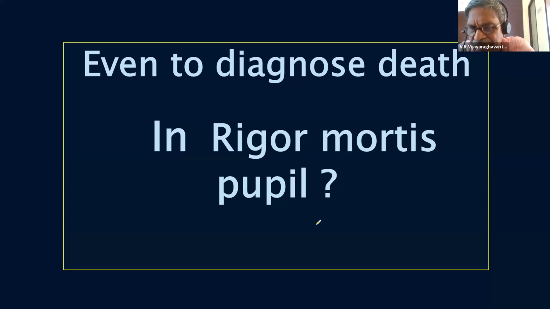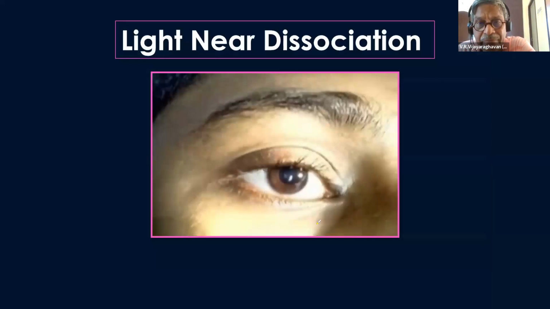Rigor mortis can affect all the muscles, both voluntary and involuntary muscles. Now in the iris, the constrictor pupillae is very powerful compared to the dilator. That is why the constrictor is very strong, it can constrict easily. That's why in rigor mortis, the pupil is constricted. Never forget. It's a common exam question again.